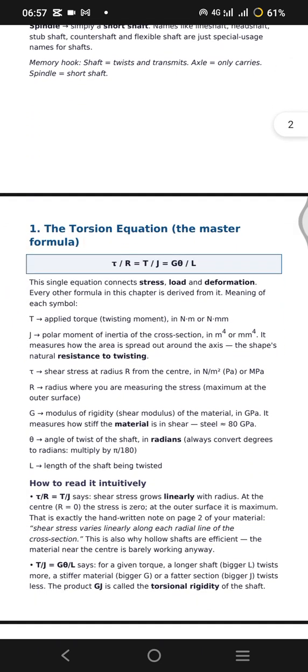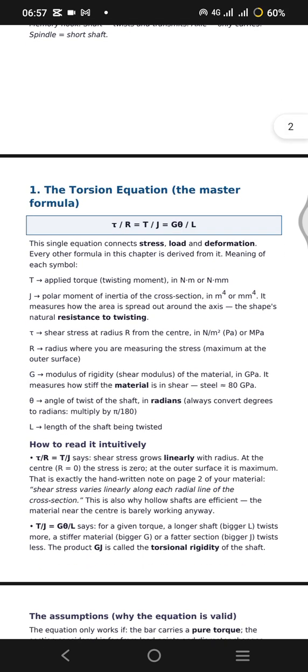The torque equation, the general formula, as you can see from the PDF, is this, where this single equation connects stress, load, and deformation. We are going to see that every other formula in this chapter is derived from it. Meaning of each symbol: T is for torque, which is a twisting moment, and it is in Newton meter. If you work with millimeters, it's Newton millimeter.